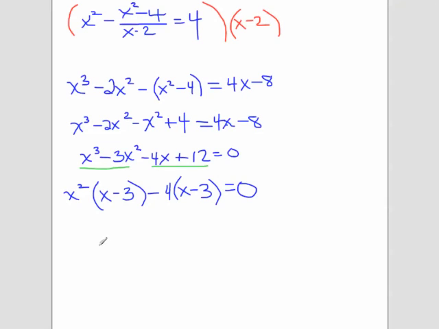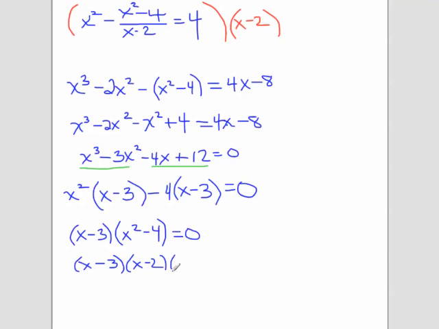Now I have a common factor to both of these terms. It's x minus 3. So I can factor out an x minus 3. And if I factor x minus 3 out of x squared times x minus 3, I'm left with just x squared. Likewise, on the right-hand side, I'm left with just a negative 4. X squared minus 4, that's a difference of squares. So now I can factor this as x minus 3 times x plus 2 times x minus 2.